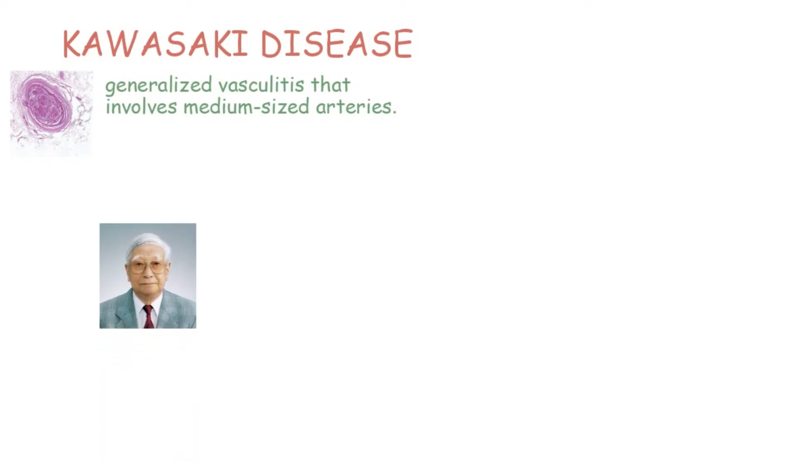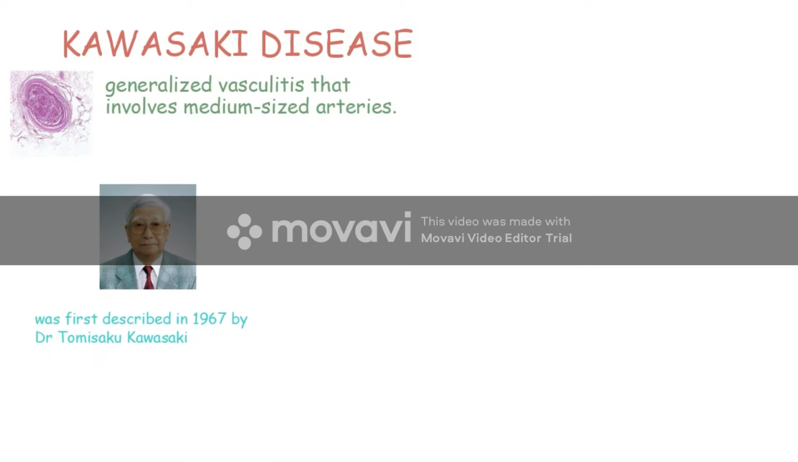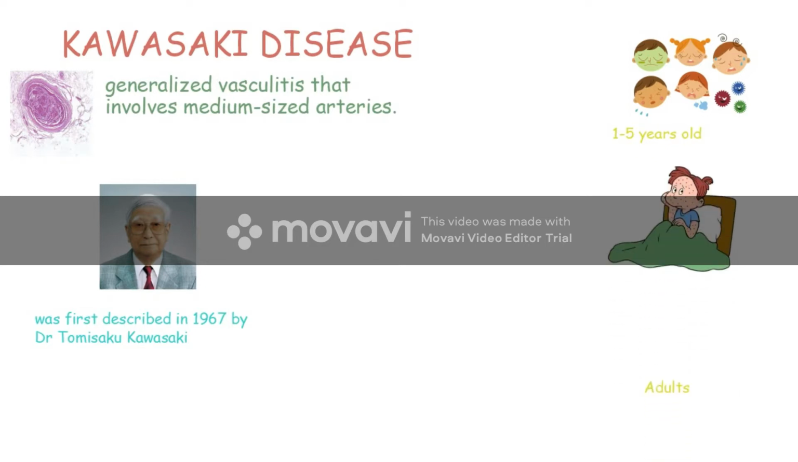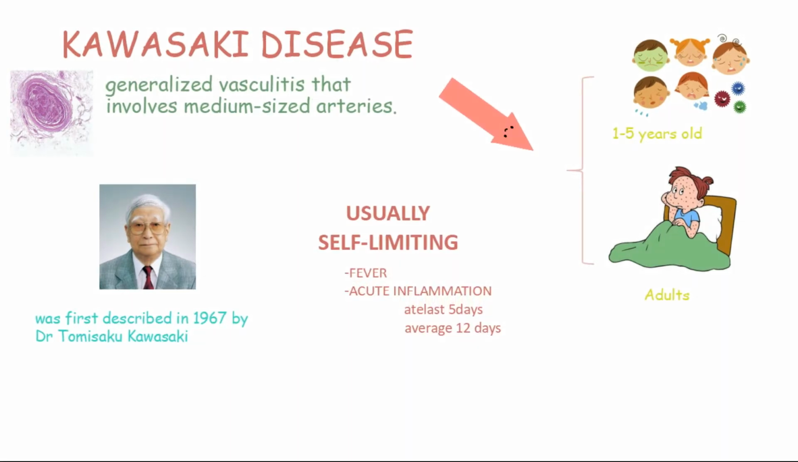It was first described in 1967 by Dr. Kawasaki. It typically affects young children but can sometimes affect teenagers and adults. It is usually a self-limited condition with fever and manifestations of acute inflammation for at least 5 days, lasting for an average of 12 days without therapy.